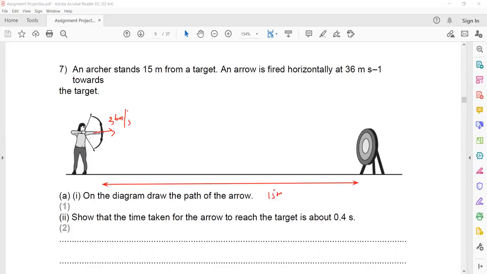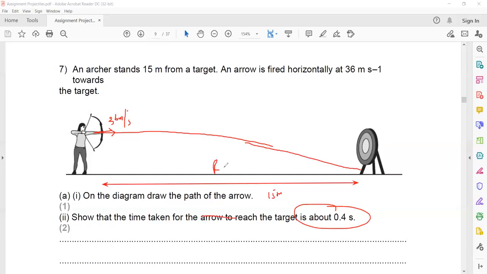So how to sketch the path? It will be launched horizontally, so this will be the path. Maybe he's not able to hit the bullseye. So this will be the trajectory or the path taken by this projectile. Show that the time taken by the arrow to reach the target is about 0.4 seconds.